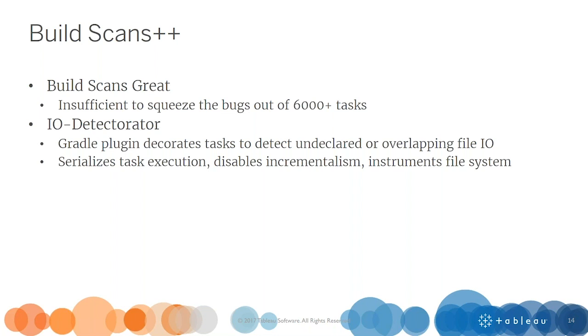So we built what we call the IO-Detectorator, a detecting decorator that serializes build execution while instrumenting the file system, so we can then come back with an authoritative list of every file any task reads from or writes to. And then we just ask Gradle, what are the declared inputs and outputs of this task? And if those lists don't line up, that is almost all of the time an incremental correctness issue and a bug waiting to happen, and particularly a nasty non-proximate cause bug waiting to happen.